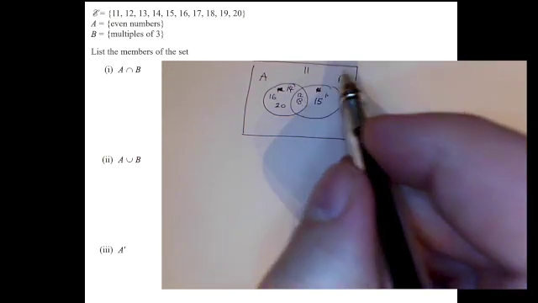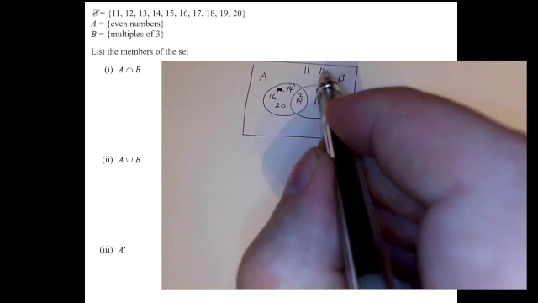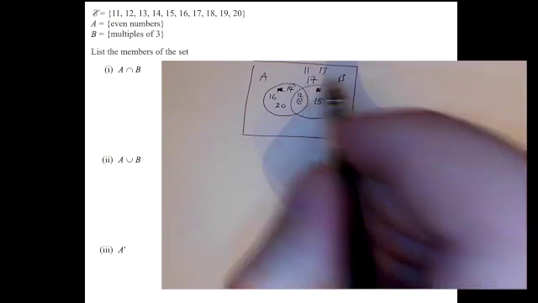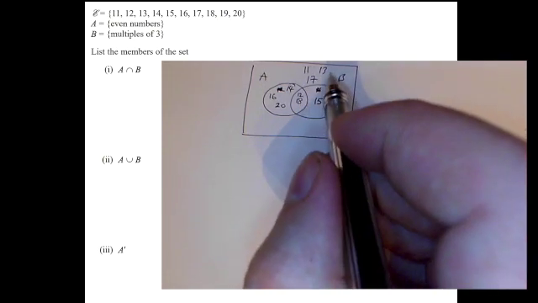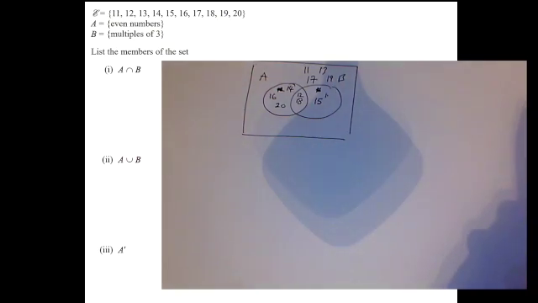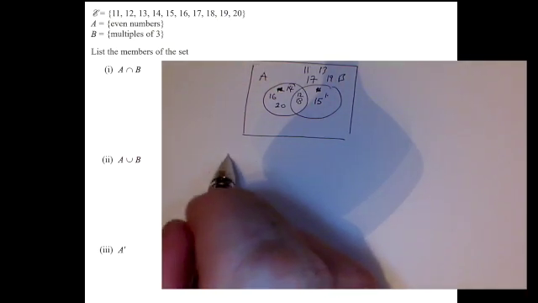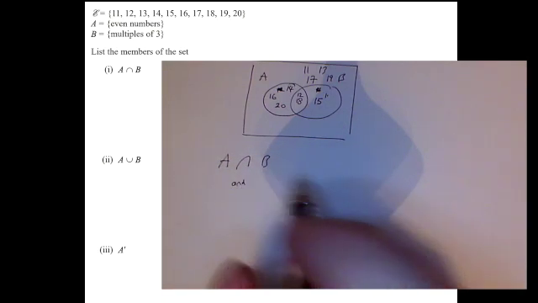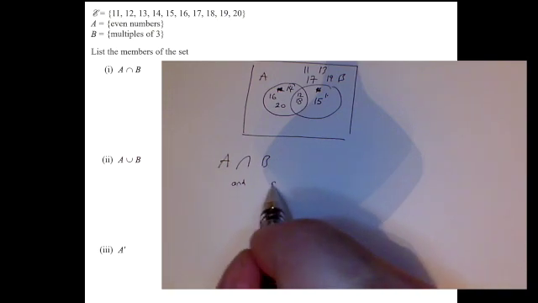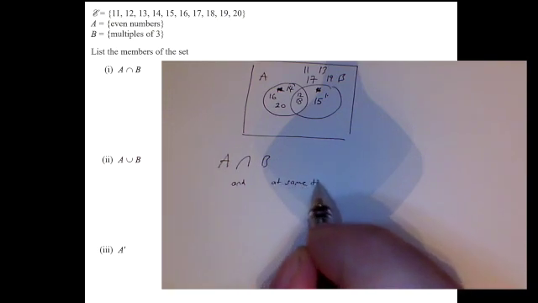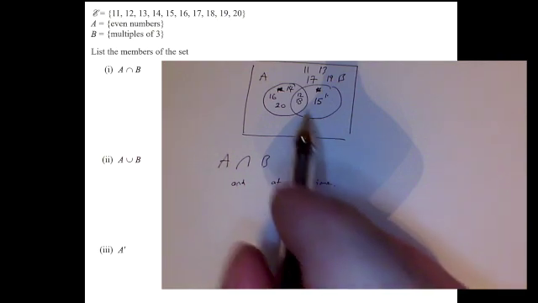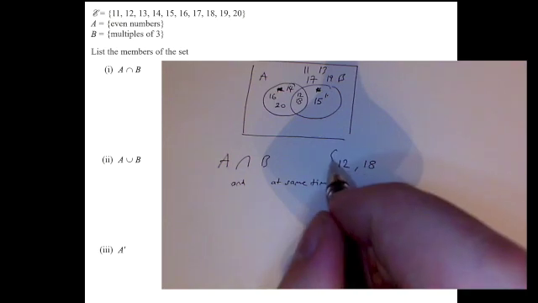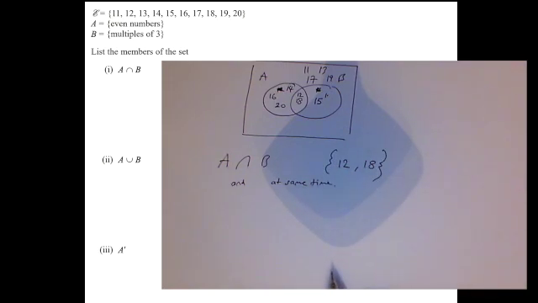Okay, so now that I've constructed my Venn diagram, I'm able to answer the first question. That symbol, technically it's called the intersection, but we can call it A and B. So we have to ask which numbers are in A and B at the same time. So A intersection B is going to equal the set 12, 18. For sets we use the curly brackets called braces.